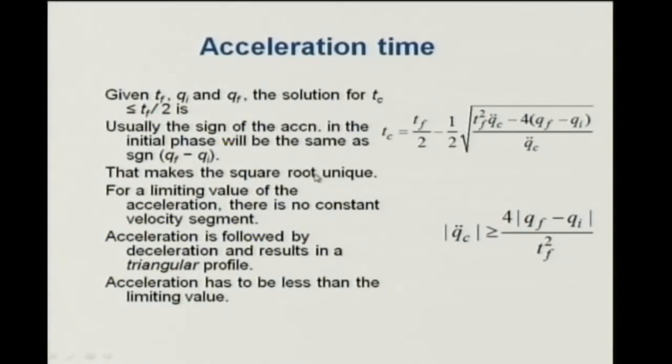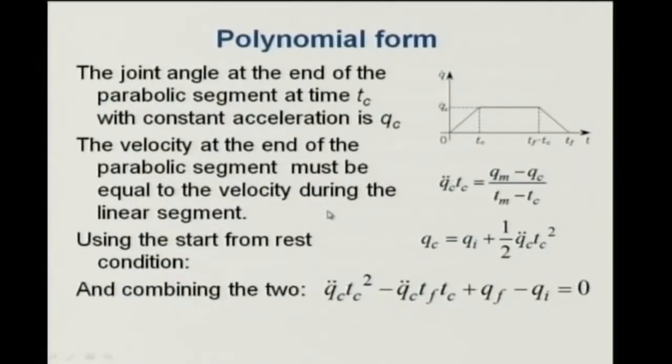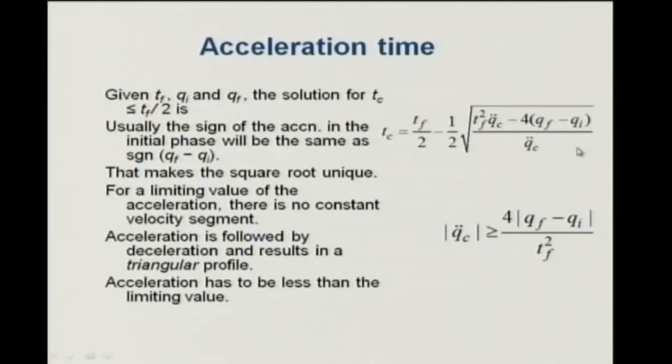And then there is this term which is interesting, which is 4 times qf minus qi divided by tf squared. So this is a limiting value. If you have exactly this value, if you have qc double dot equal to this, then there is no constant velocity segment. So what happens is, through the whole phase you just accelerate, then you decelerate. So that's a thing worth noticing.